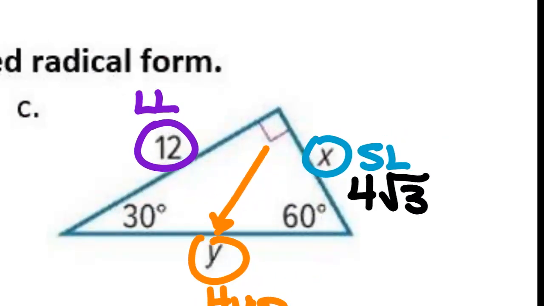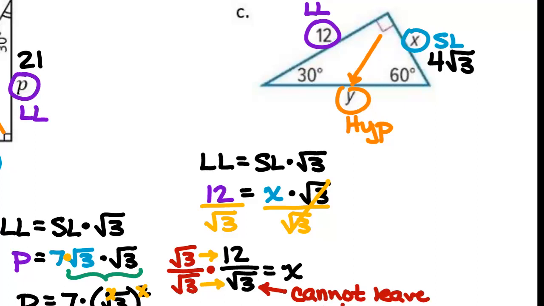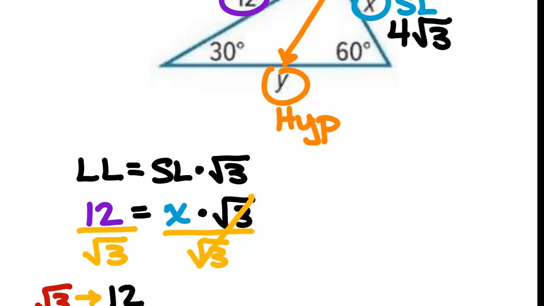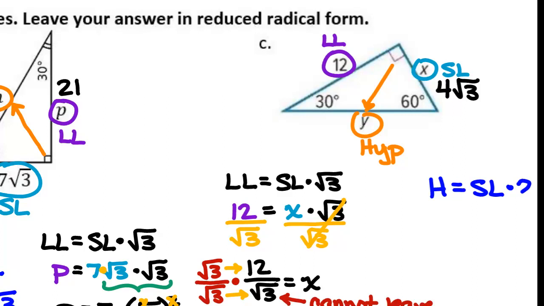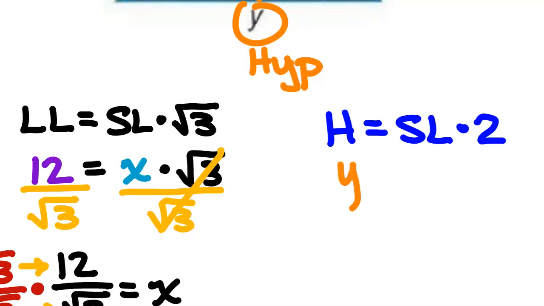We're going to find the long leg and then we're done. Or sorry, not long leg. We had long leg. We're going to find the hypotenuse and then we're done. How do you find the hypotenuse? Short leg times 2. Well, how big was that short leg? 4 square root of 3. Hypotenuse is y. So y equals 4 square root of 3 times 2.